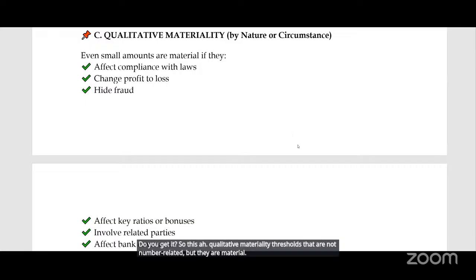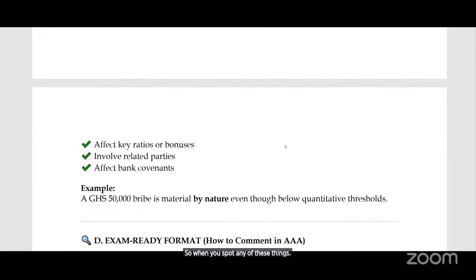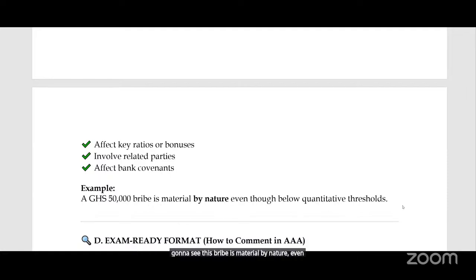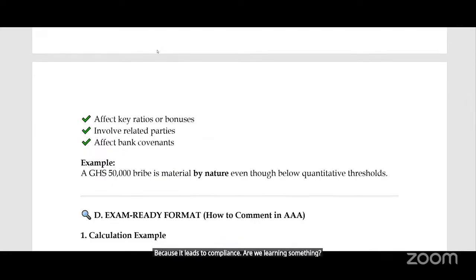So when you spot any of these things, you have to comment on the materiality. For instance, a 50,000 Ghana cedis bribe is material by nature, even though it's below the quantitative threshold. Does it make sense? Did it make sense to everyone? So as long as it is a bribe, it is material. You have to, because it leads to non-compliance. Are we learning something? Okay.